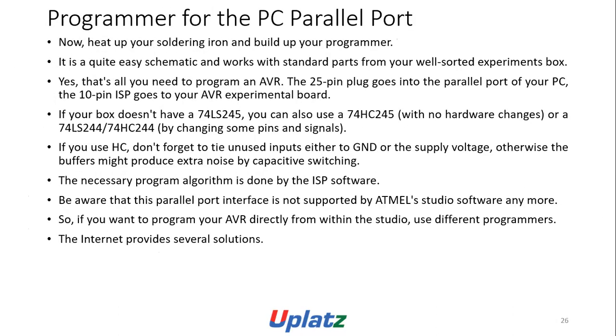Now moving forward, a programmer for the PC parallel port. Now heat up your soldering iron and build up your programmer. It is a quite easy schematic and works with standard parts from your well-sorted experiments box. Yes, that's all you need to program an AVR. The 25-pin plug goes into the parallel port of your PC. The 10-pin ISP goes to the AVR experimental board. If your box does not have a 74LS245, you can also use a 74HC245 with no hardware changes, or a 74LS244 or 74HC244 by changing some pins and signals.